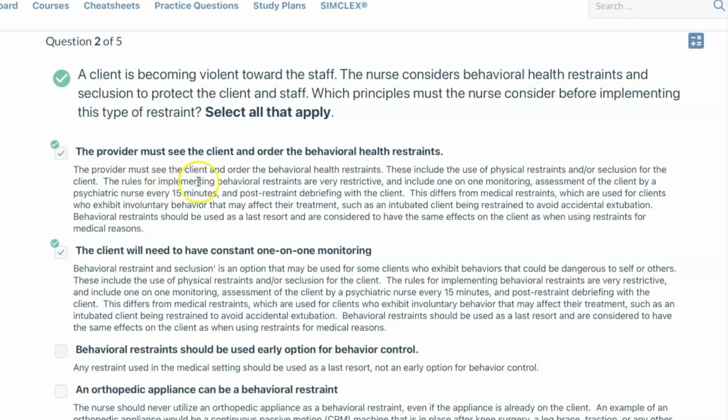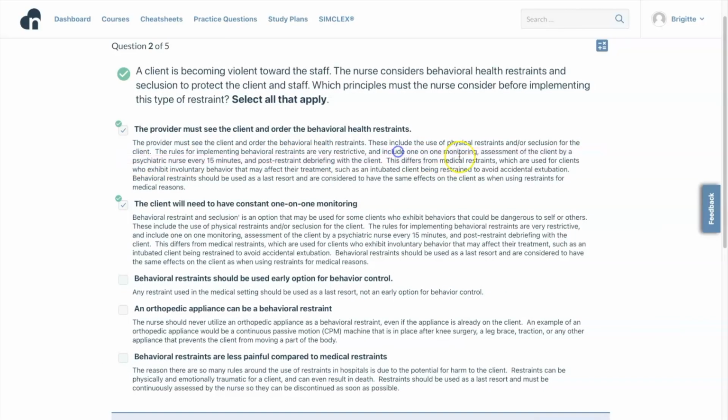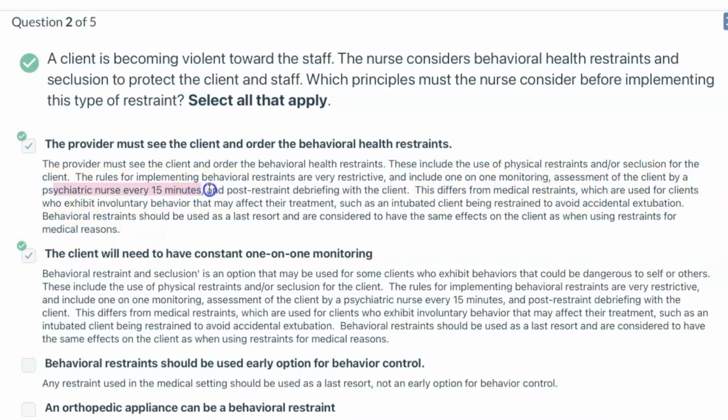By law, the provider must see the client and order the behavioral health restraints. Keep in mind that nurses can initiate restraints, but the order does need to come within the hour. The rules for implementing behavioral restraints are very restrictive. They need one-on-one monitoring. And actually, the nurse signs off on the patient. So the tech is signing off every 15 minutes and the nurse is signing off every hour. So that is a little bit of a discrepancy here.